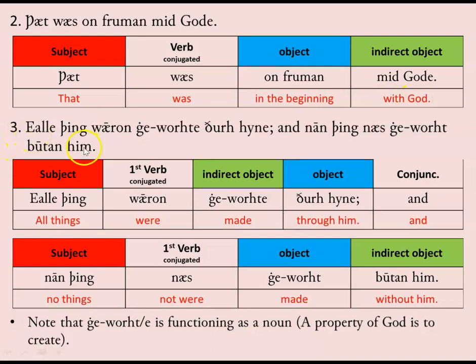Now, third verse, Ela thin gwaran yawarchta thurch huna, and nan thin ganas yawarcht butan him. So all things were made through him. Through him. And then we have a coordinating conjunction, and so we know word order will not change. We're going to have subject, verb, object, whatever. Nan thing, nas, not was, not were, yawarcht, butan him.